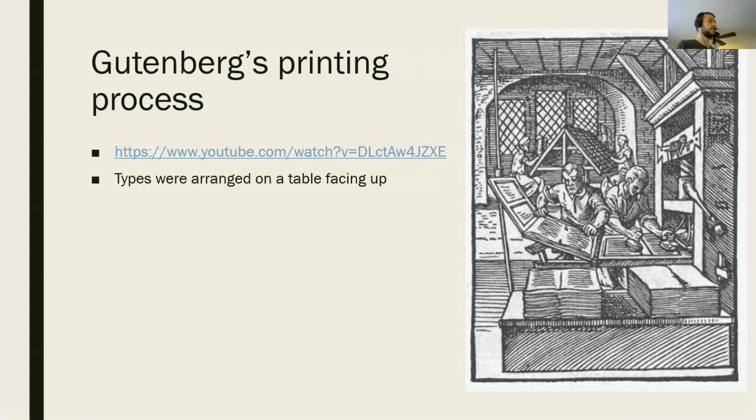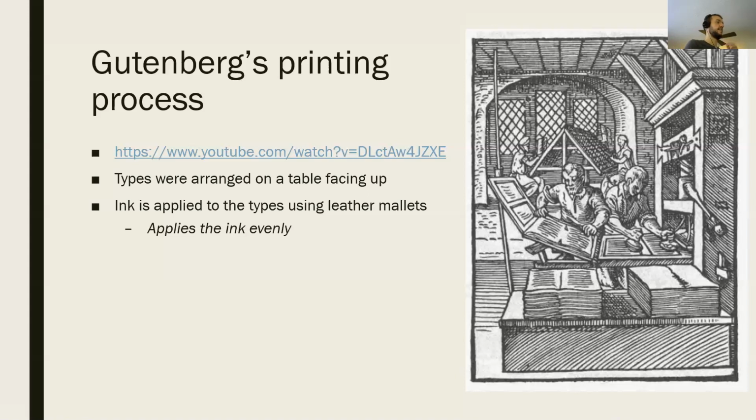First, once you've completed your typesetting and put all your types into place for the document, you put the types on a table facing up. The paper is actually above the type and gets pressed onto the top of it. Then ink is applied to the types using a kind of leather mallet. A leather hammer covered with ink is beaten onto the types so that they're nice and well covered with ink. These mallets are used to apply the ink more evenly.